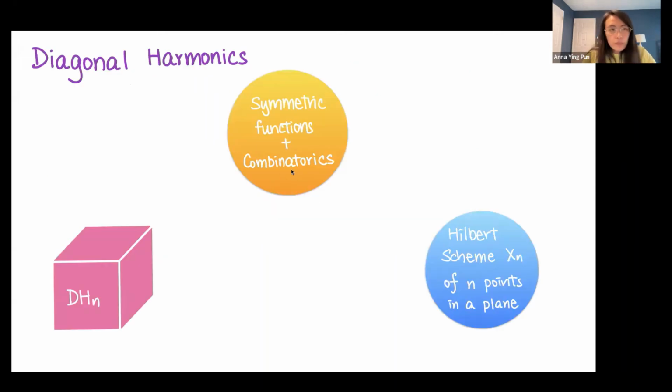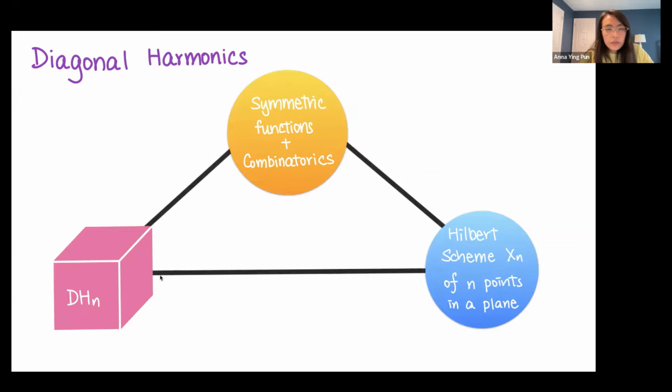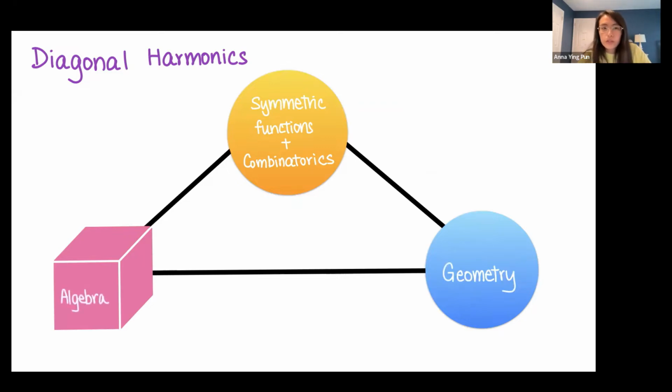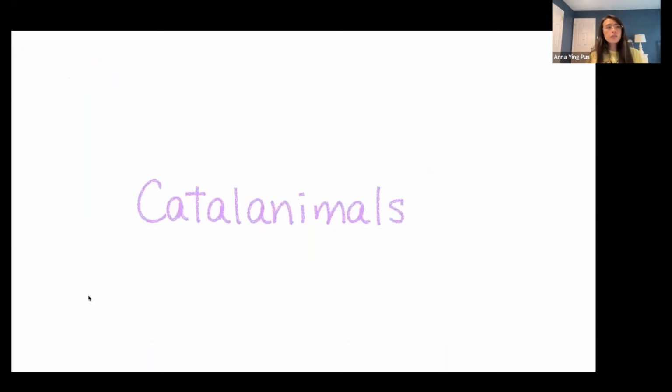So that's great, because by looking at the diagonal harmonics, we are linking algebra, symmetric functions, combinatorics, and geometry together. That's our goal in algebraic combinatorics. So that gives you a background of this Nabla operator and what people are looking at.